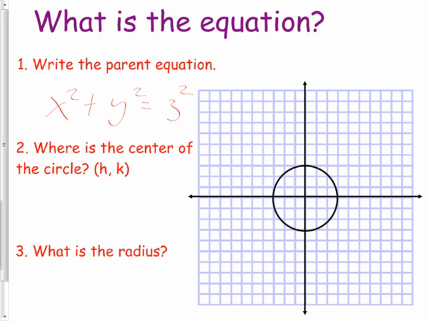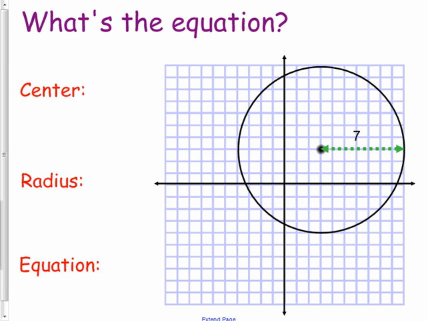Get that? It's because it wasn't moved left or right. All right. Here's another one. It has been moved to the right 3 and up 3. And it's got a new radius of 7. The center is at what? 3, 3. The radius is 7. So what's the equation? Everybody, give it a shot.